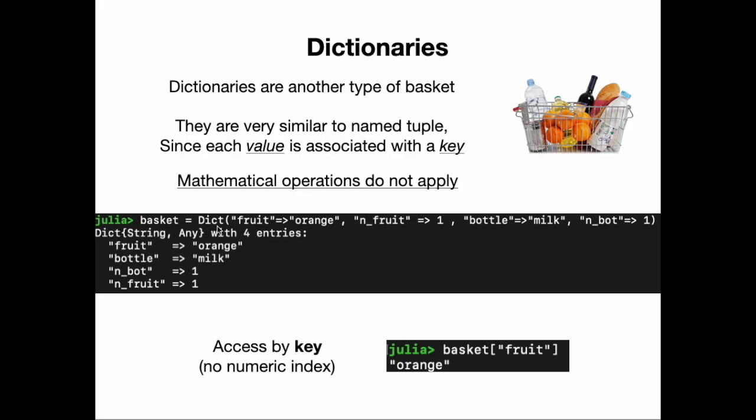We have a dictionary Dict with 4 entries. And you see the 4 entries. These are the keys. And on the right-hand side, you see the values which are attributed to the keys. To access a dictionary, you will not use a numeric index. Unlike named tuples, you cannot do basket of position 1, but you will access by the key directly. So you can do basket, square bracket, key, and it will return orange. So that's another way of accessing the information.